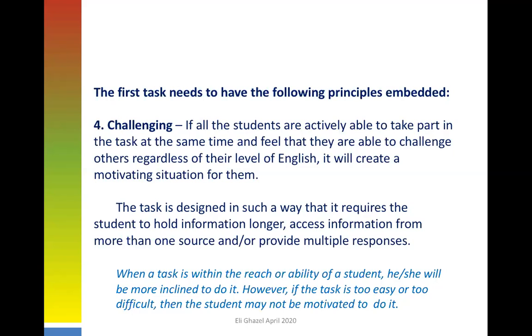Now, the task is always designed in such a way that it requires a student to hold information longer. Sorry, let me again admit somebody.